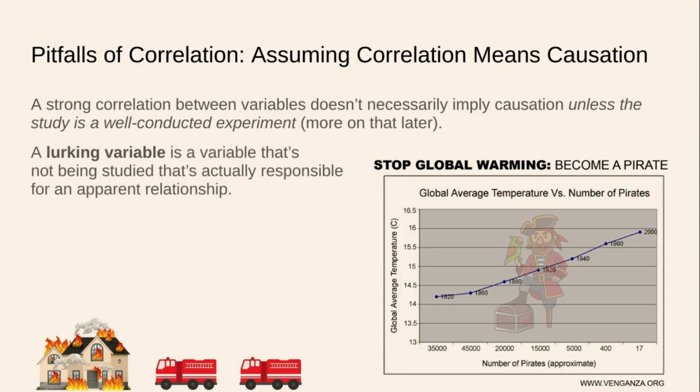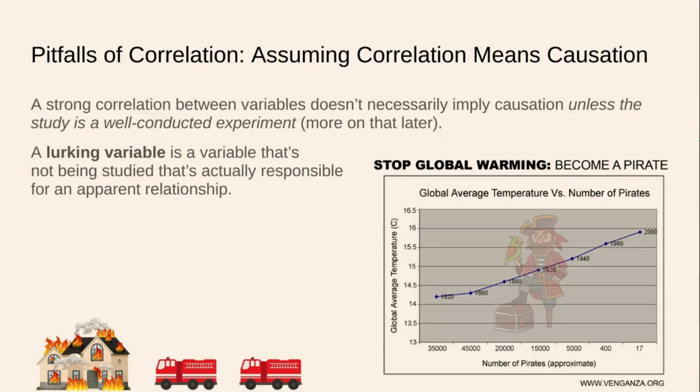So, in an observational study, we simply observe variables interacting, things happening, and we collect data on those variables and we see if there's a trend. We could run into something called a lurking variable, all right? It's a variable that is not being studied that is actually responsible for an apparent relationship.